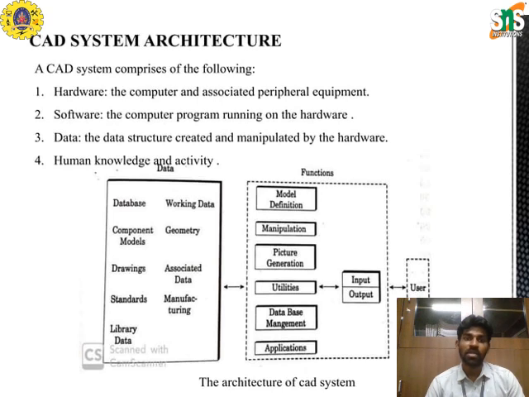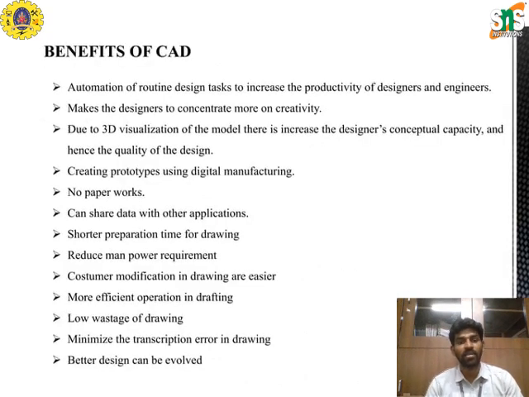The CAD system architecture comprises hardware and software, both using data, human knowledge, and activity. These are some benefits of CAD: automation using 3D visualization, no paperwork, shorter preparation time for a drawing, and reduced manpower requirement.